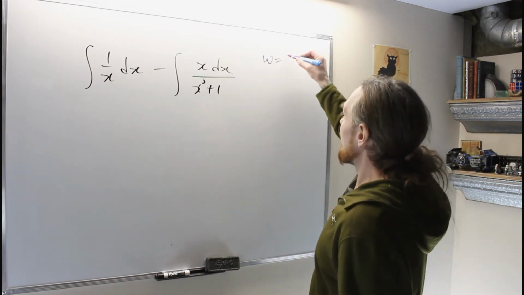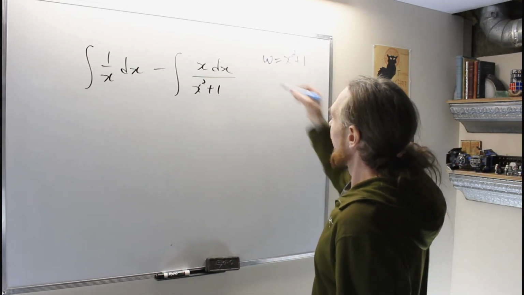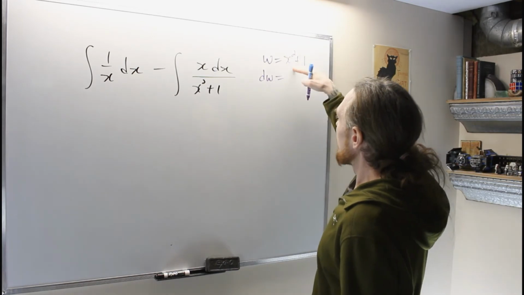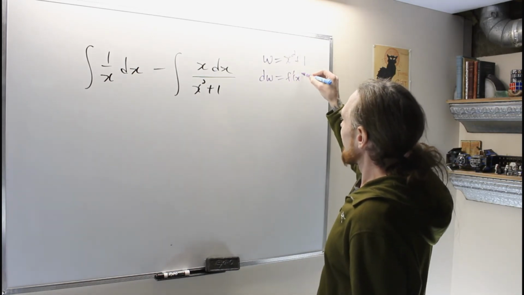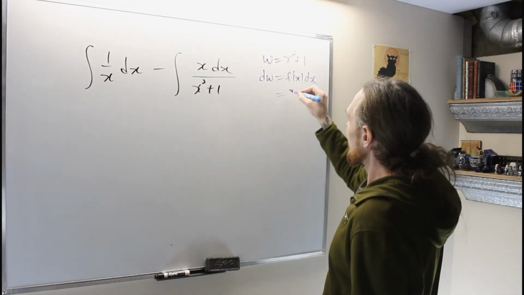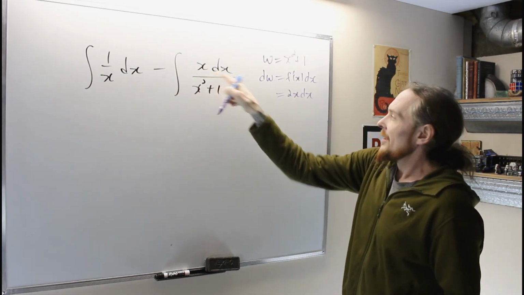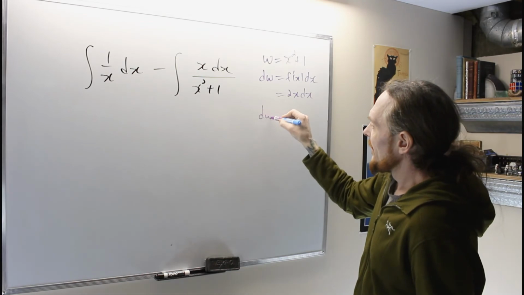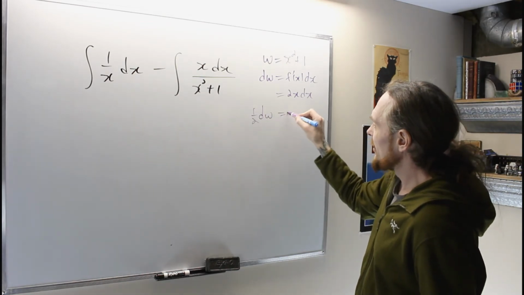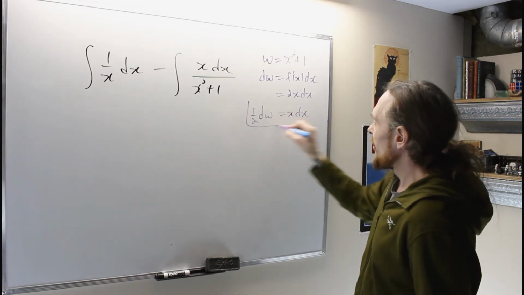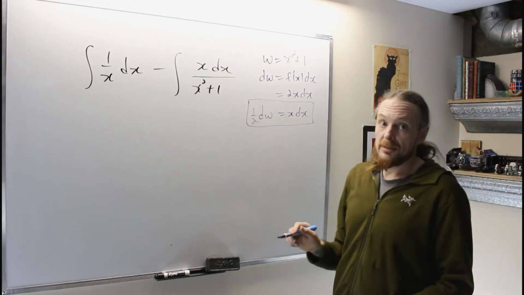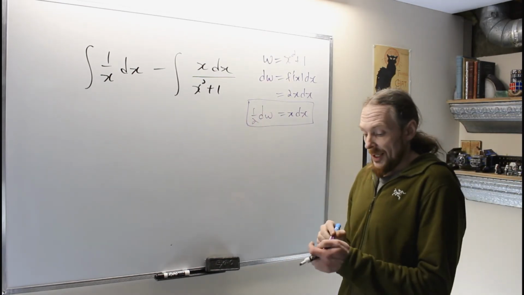So w is equal to x squared plus 1. Then dw is f prime of x dx, which is 2x dx. All I have is x dx. So I'm going to divide, and 1/2 dw is equal to x dx. Remember, we're liquidating x's. All x's must go. So there should be no x's when I'm left.